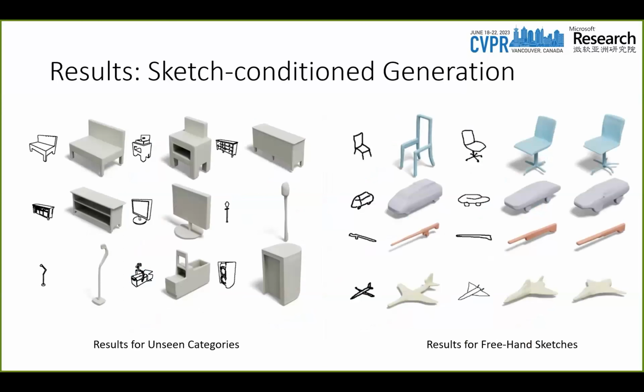Also, as shown on the left, our method can also generate reasonable 3D shapes from the 2D sketch input for unseen shape categories. On the right, we demonstrate that our method is robust to hand-drawn sketches.